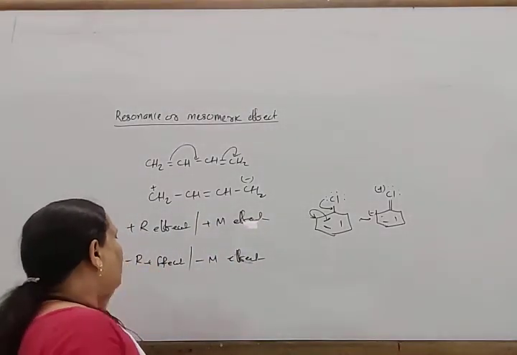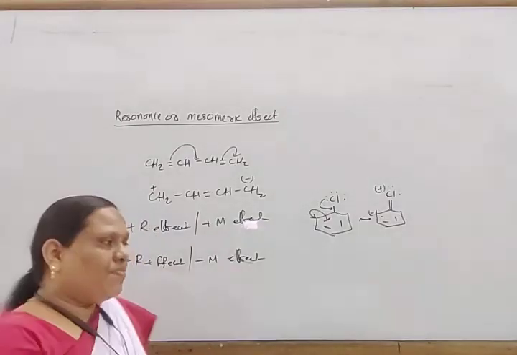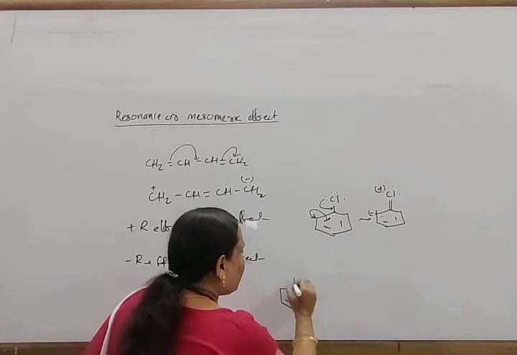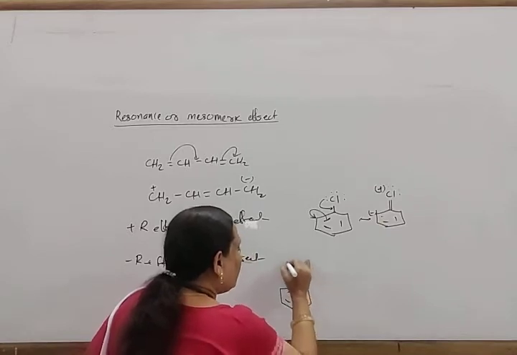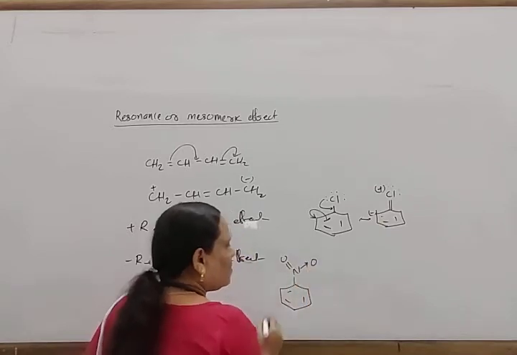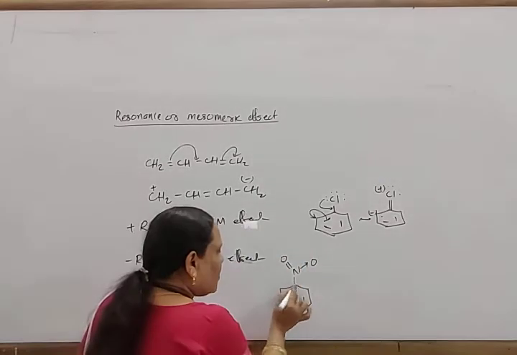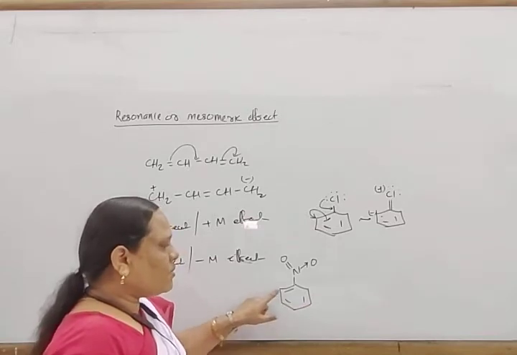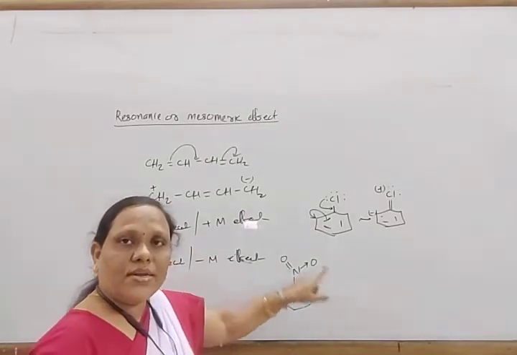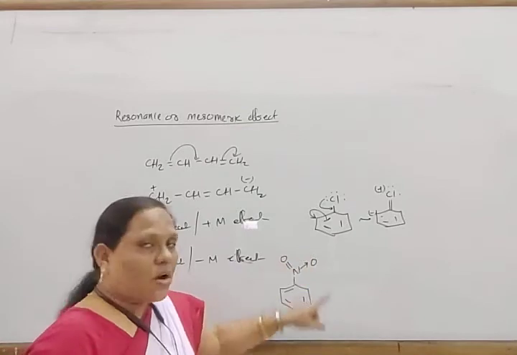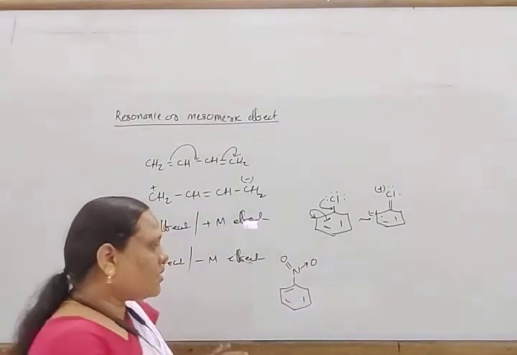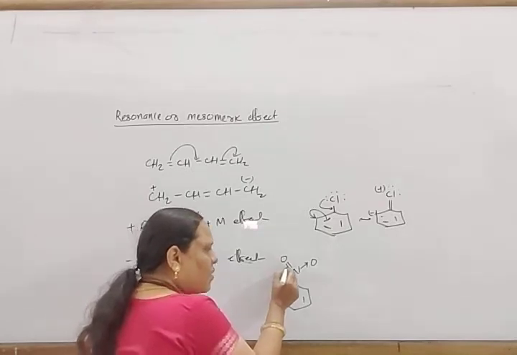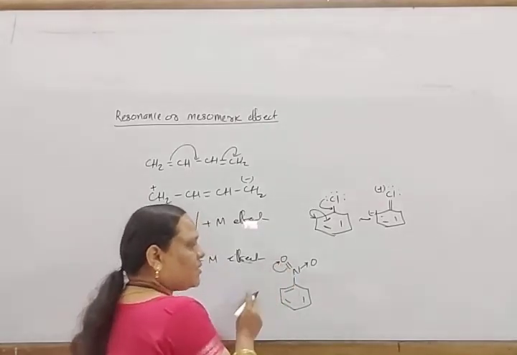Similarly, if any group is present which withdraws an electron pair from the system, that is known as the minus R or minus M effect. Look here, one example: suppose to benzene another group, NO2, is attached. You know this is the NO2 structure. There is a double bond, single bond, double bond, single bond, all in alternate positions. As it is in conjugation, and oxygen is more electronegative than nitrogen, this pi bond shifts towards the oxygen.